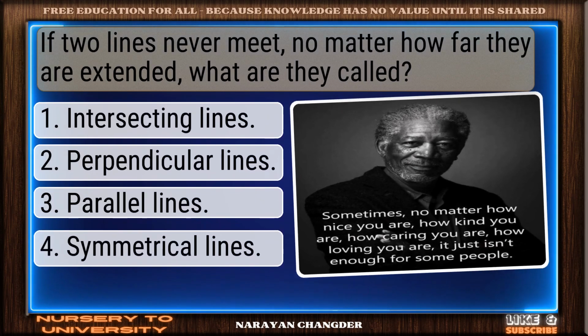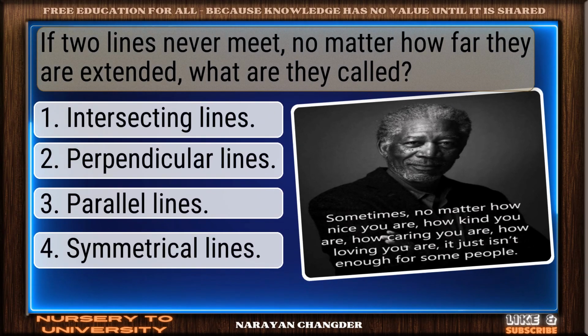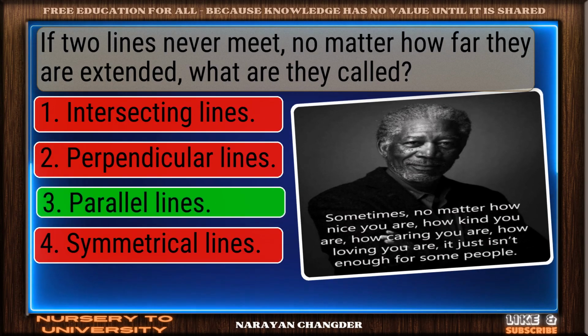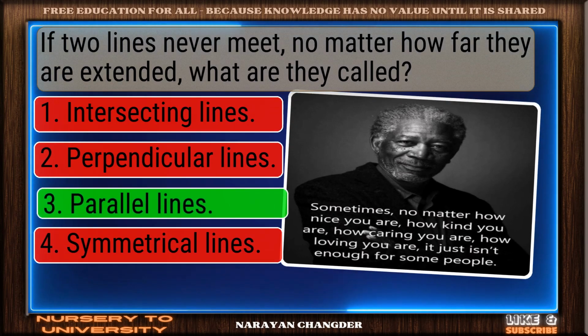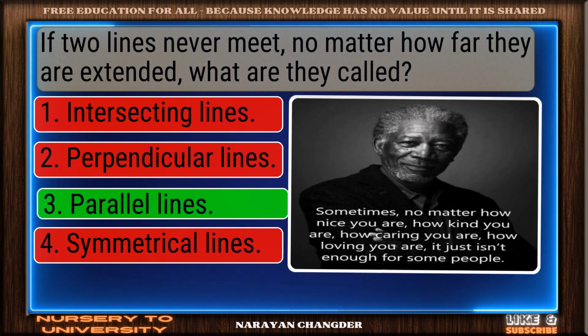Question number 52. If two lines never meet, no matter how far they are extended, what are they called? Clear logic. Your choice parallel lines is sound and 100% true.